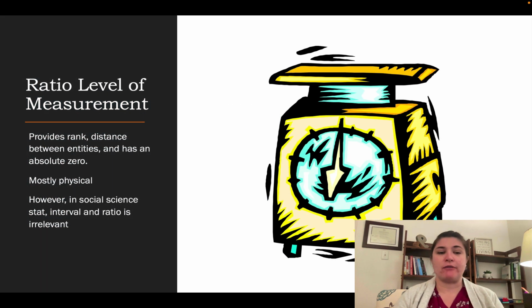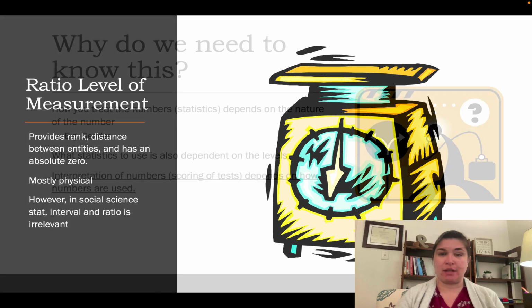The ratio level of measurement provides a rank, distance between the entities, and has an absolute 0. It is mostly a physical distance. However, in social sciences statistics, interval and ratio tend to be irrelevant.